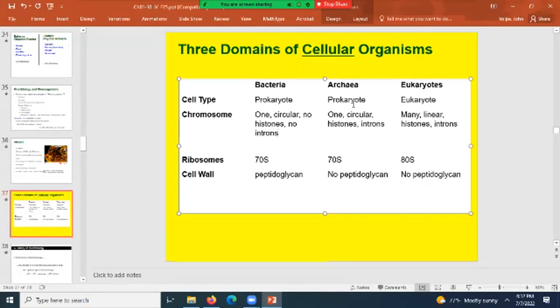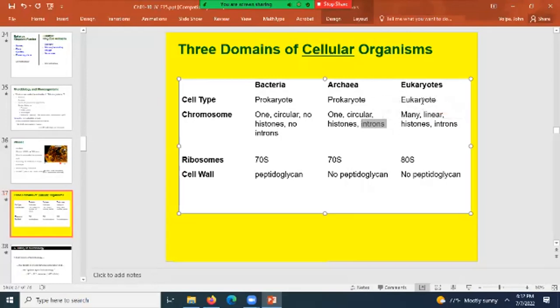The domain archaea generally has one chromosome, which is also circular. You don't need to know this, but it does have histones on that chromosome. And you don't need to know this, but it has introns on the chromosome or in the gene.